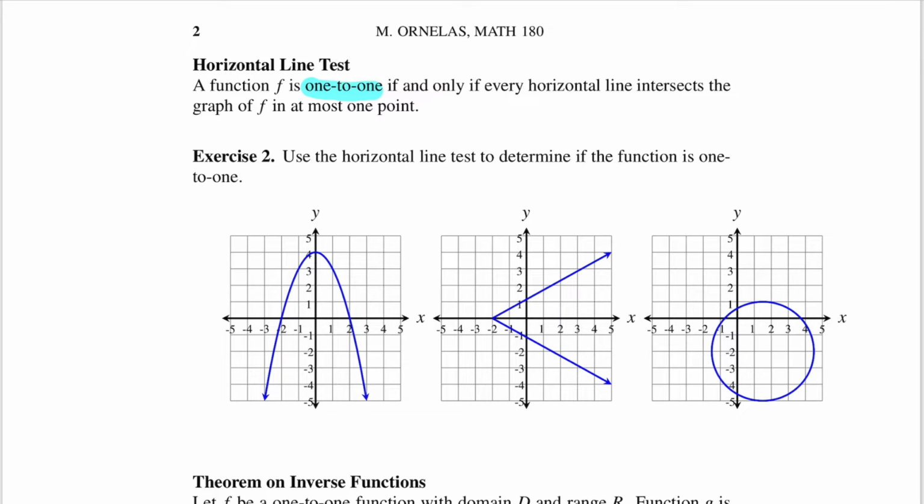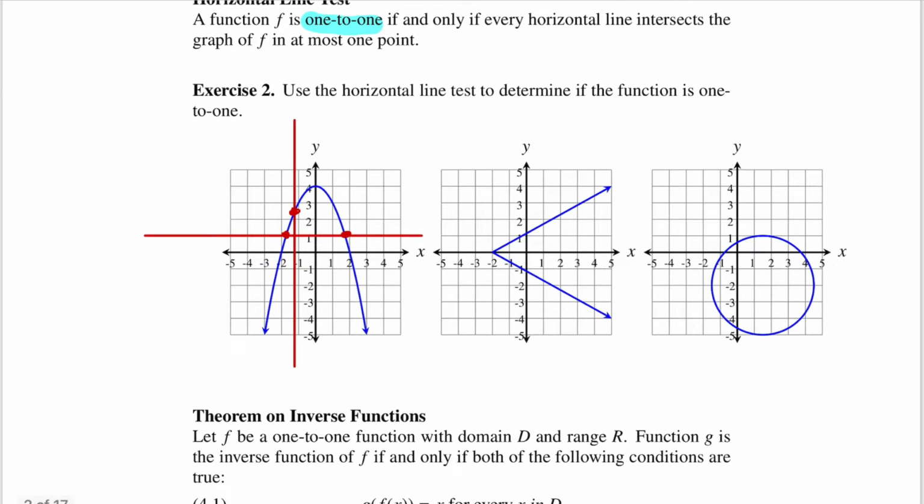For the first graph, we draw a vertical line to see if it's a function. As you can see, it only intersects once. That means it is a function. Now if we draw a horizontal line, you'll see that it intersects twice. So therefore, it is not one-to-one. It is a function, but it's not a one-to-one function.